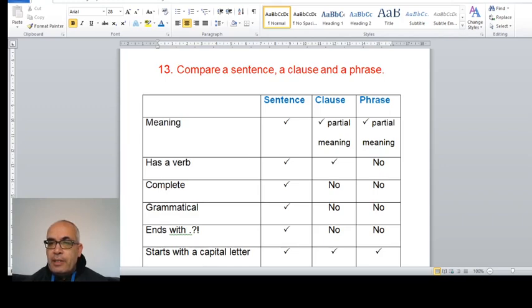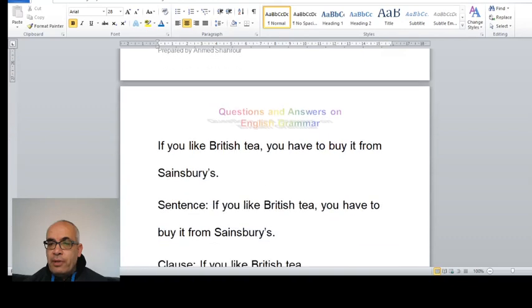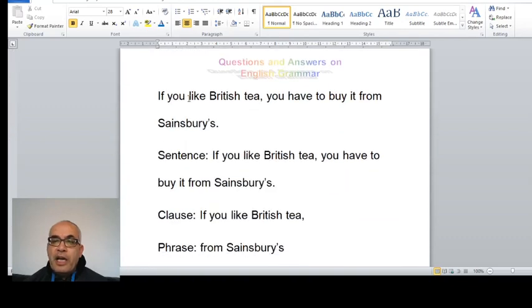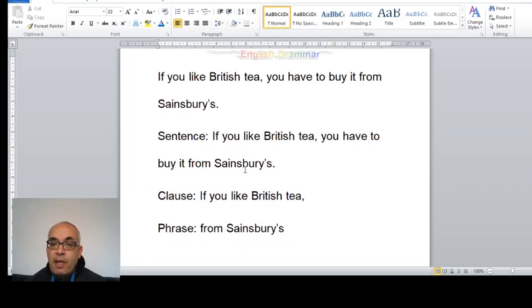I will show you the example first. If you like British tea, you have to buy it from Sainsbury's. This is a sentence. It is complete, it has a meaning, it is grammatical, it starts with a capital letter, it has a full stop, everything is okay. It has a subject, it has a verb, everything is okay about this sentence.